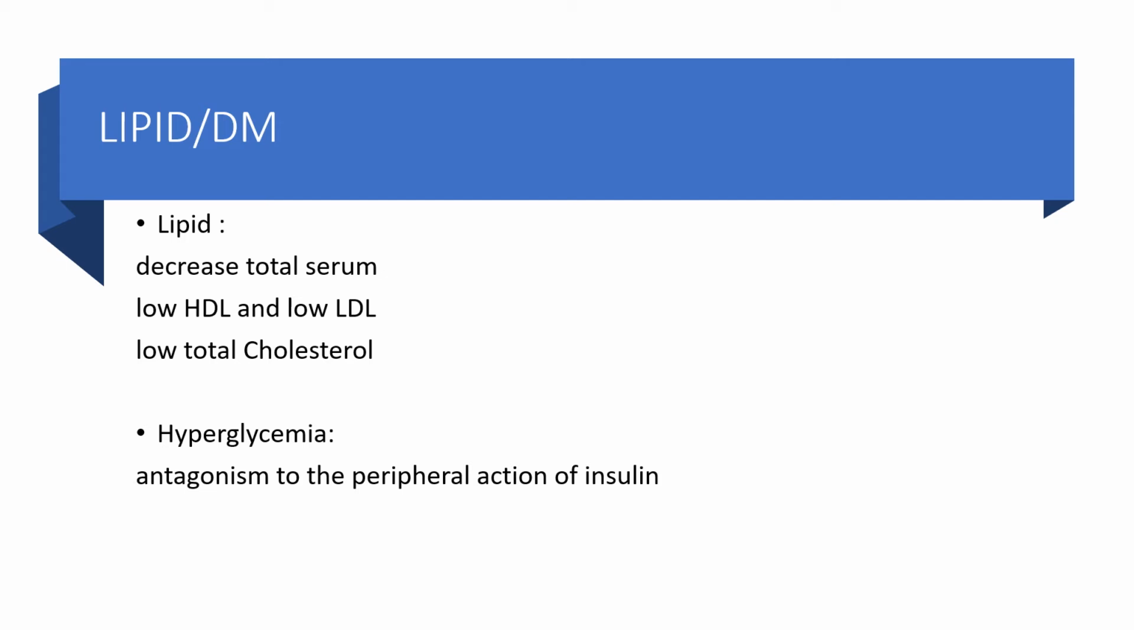Hyperglycemia. Why that? Antagonism to the peripheral action of insulin will likely occur here. And if that is the case, that is peripheral resistance. And we'll be dealing with type 2 diabetes mellitus.